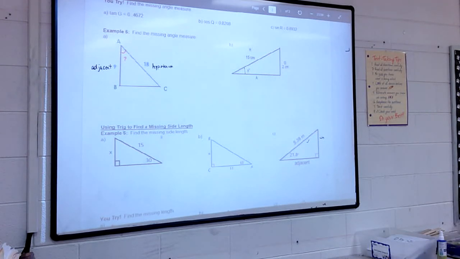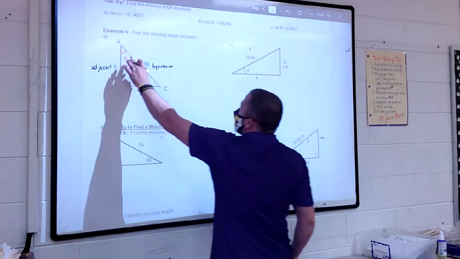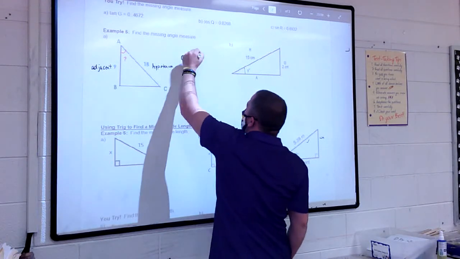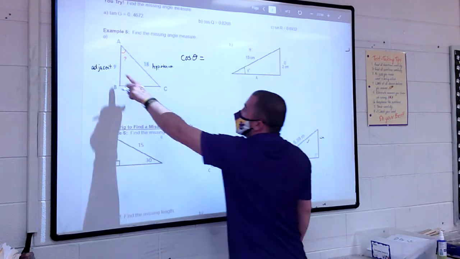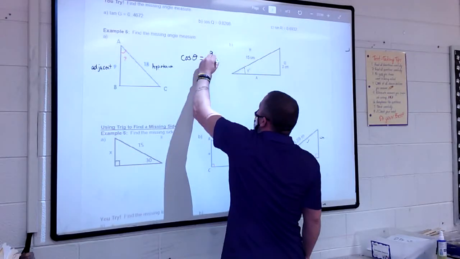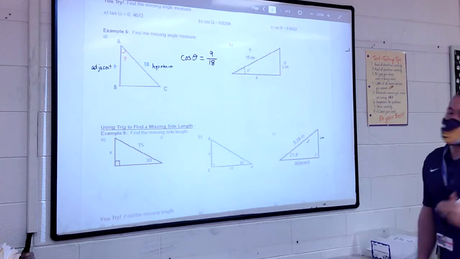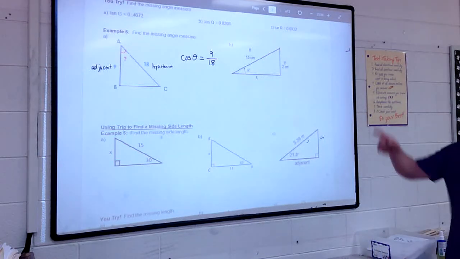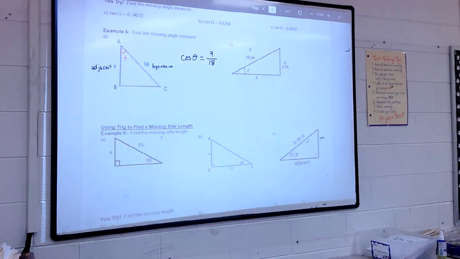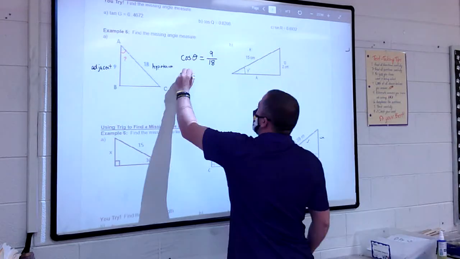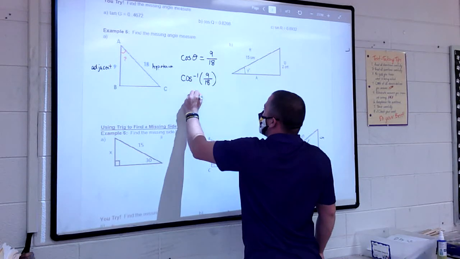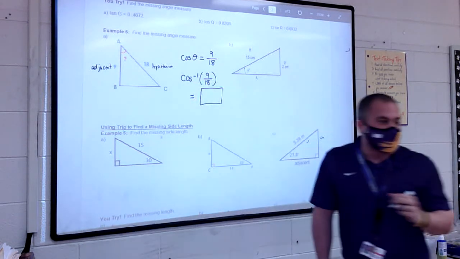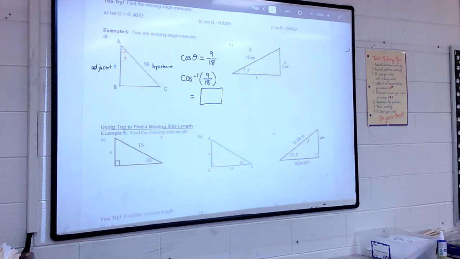You can do cosine. So cosine of theta, as we call it if we don't know the angle, equals adjacent over hypotenuse. So that's 9 over 18. Right? Now, if we're trying to solve for an angle, notice what we did just a minute ago in your calculator. That's when we hit the second button. So if we're trying to solve for an angle, we're going to do the inverse of cosine of 9 over 18. And that should tell us how many degrees that angle is. So we're going to hit second cosine of 9 over 18.